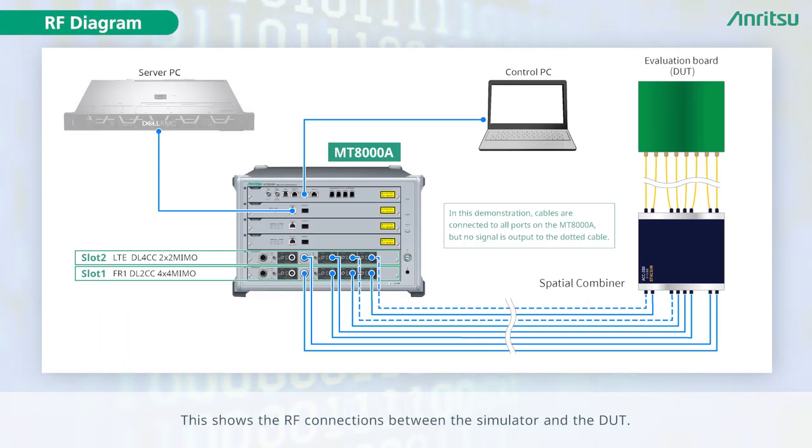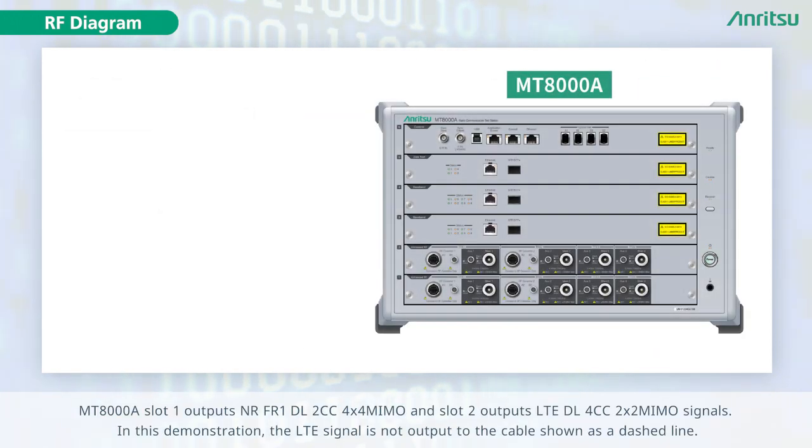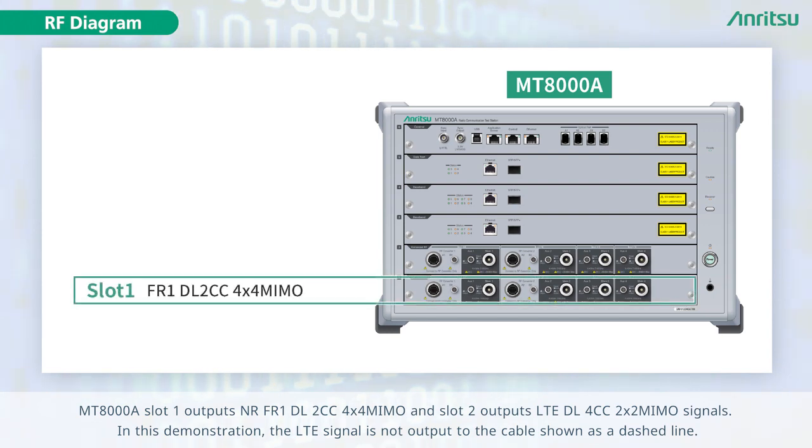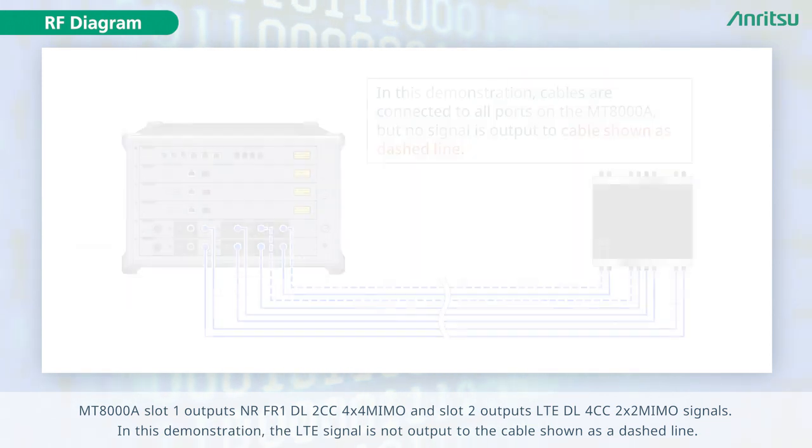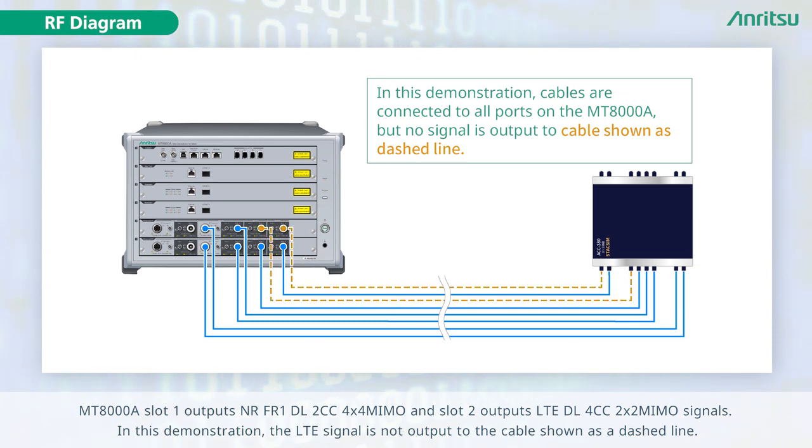This shows the RF connections between the simulator and the DUT. MT8000A Slot 1 outputs NR FR1 downlink 2CC 4x4 MIMO and Slot 2 outputs LTE downlink 4CC 2x2 MIMO signals. In this demonstration, the LTE signal is not output to the cable shown as a dashed line.